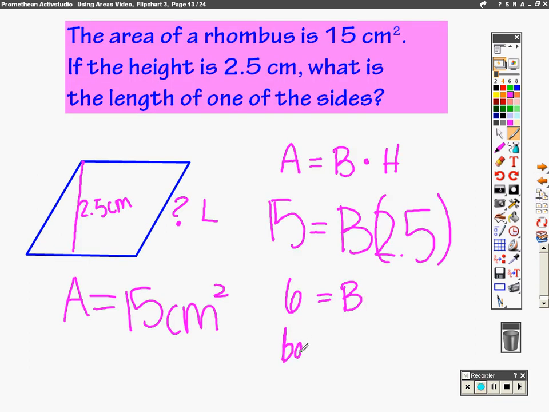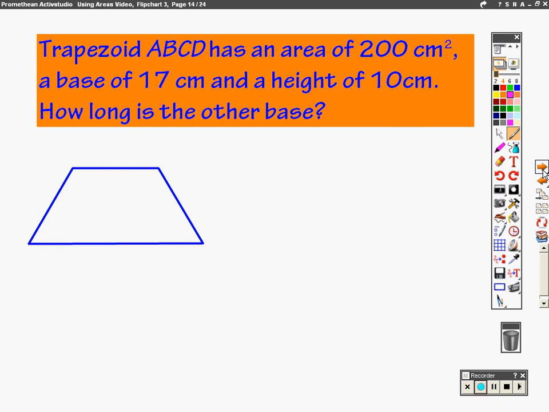We could have said the base is 6 centimeters, since word problems get word answers. Okay, a little bit more of a challenge. Trapezoid ABCD has an area of 200. So let's call this guy ABCD. This has an area of 200 square centimeters. The base is 17. We know the height is 10. And we have to figure out how long the other base is.